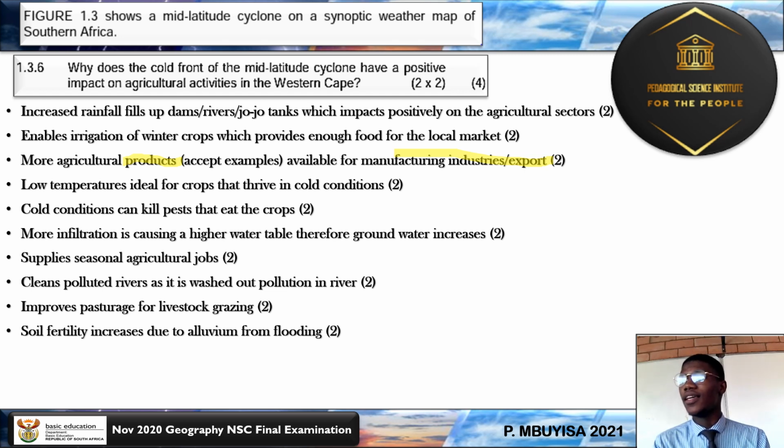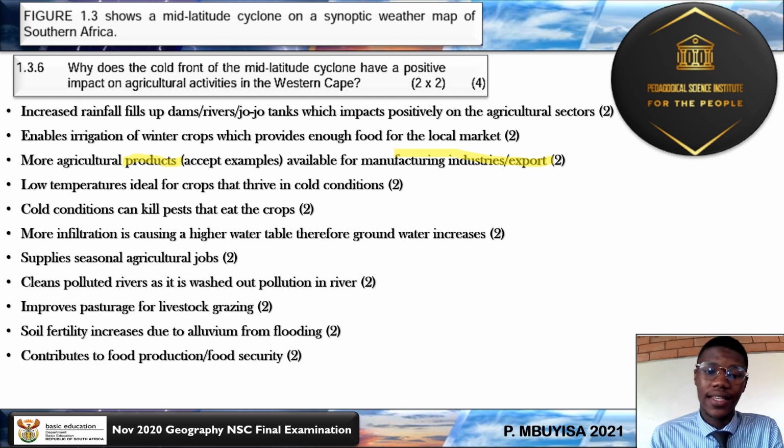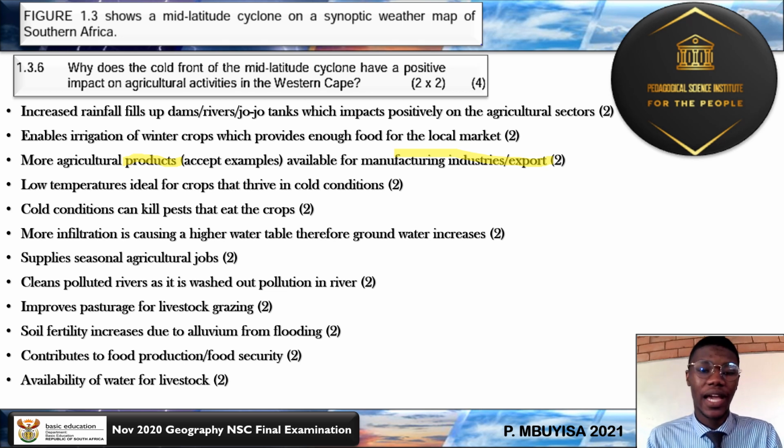So when it floods, remember all the fertile soil is washed from one region to the other. So that is good for farming, because some sections of land will get rich minerals or alluvium, and again it contributes to food production or food security, which is good for agriculture. And lastly, we'll have the availability of water for livestock if we are practicing livestock farming. So those are some of the points you can think about.